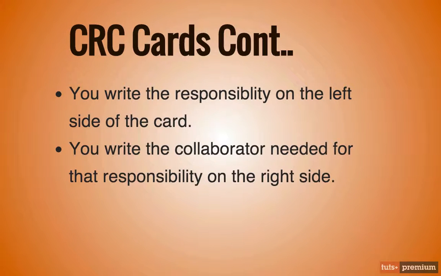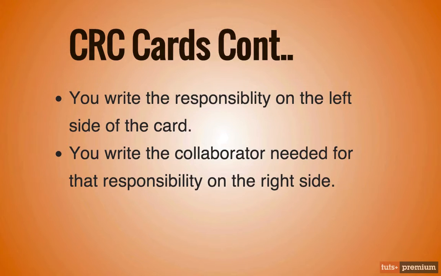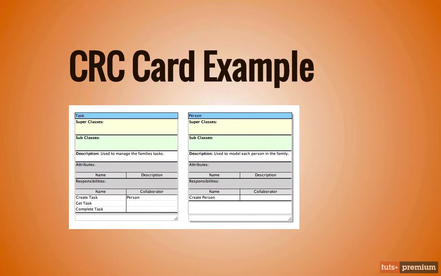You should then think about what each class should do, its responsibilities, and then write those down on the left side of the index card for that class. If any of those responsibilities require one of the other classes in order to work properly, you write the name of the collaborator class on the right side of the card. So here's a screenshot of some virtual CRC cards that I made on my computer using a program called Visual Paradigm.